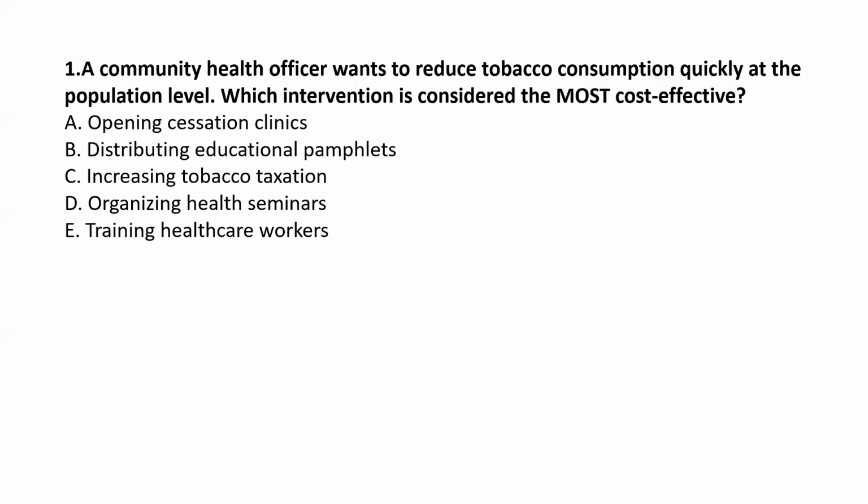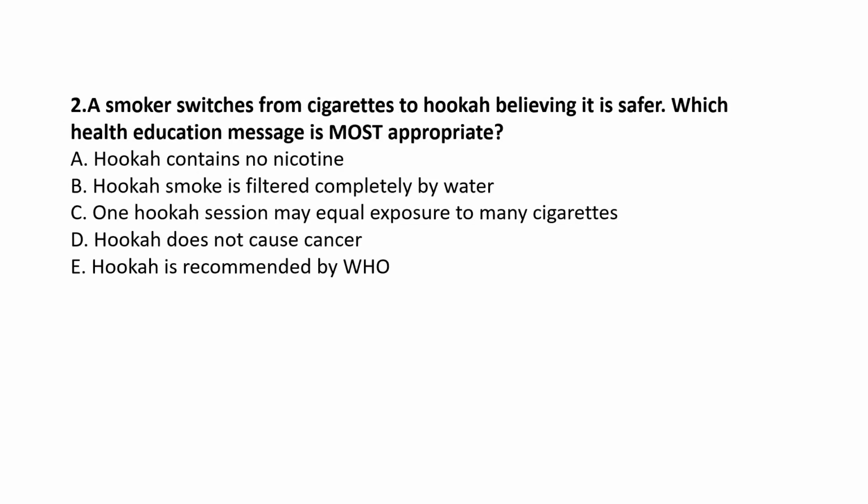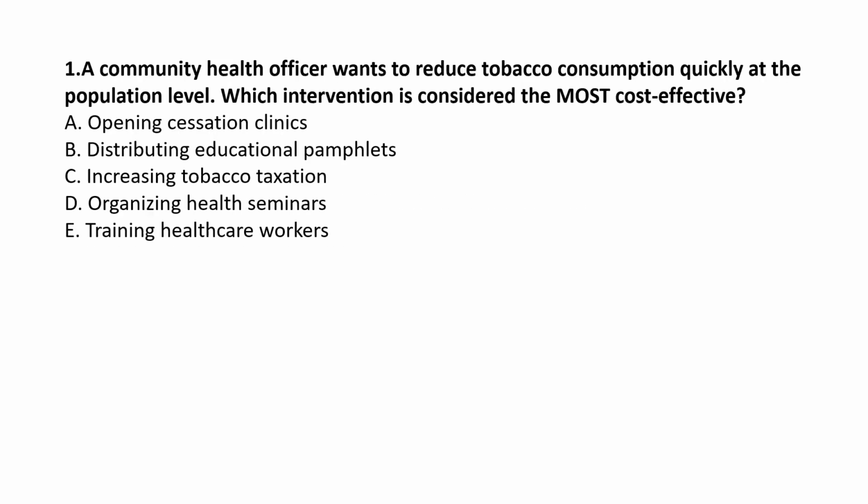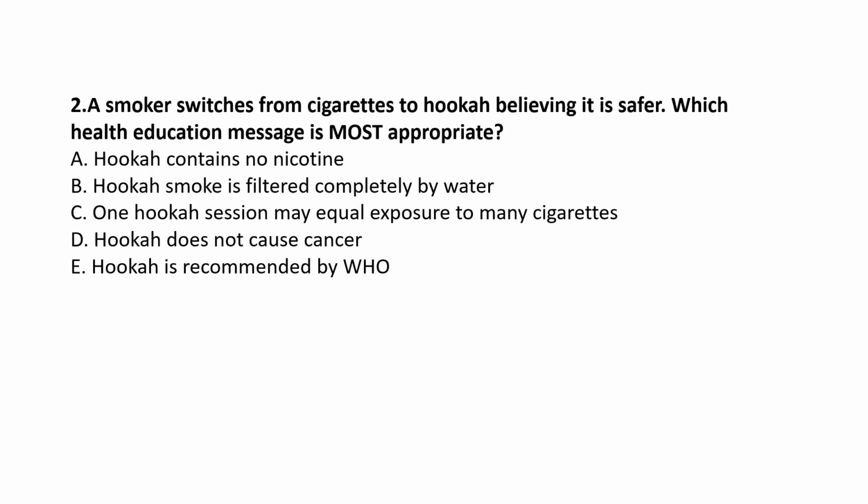So next we come to the MCQs. MCQ 1: A community health officer wants to reduce tobacco consumption quickly at the population level. Which intervention is considered the most effective? A, open cessation clinic. B, distribution of educational pamphlets. C, increase tobacco taxation. D, organize a health seminar. E, training healthcare workers. C is the right option: increase tobacco taxation.